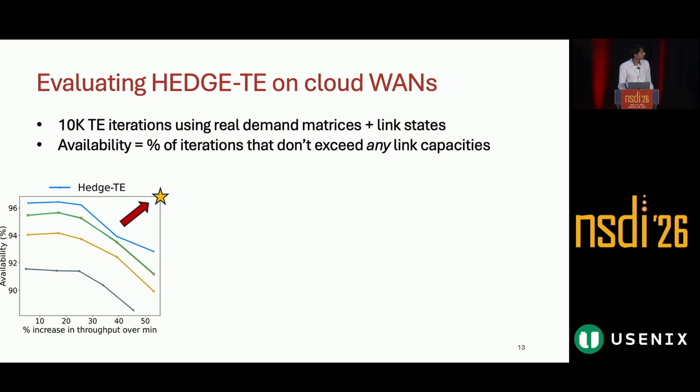And we can see that we want to be in this top right corner of the Pareto frontier, and compared to a number of schemes in the literature, such as TVAR and RADWAN, as well as the naive schemes that I showed you before, HEDGE performs optimally and expands this Pareto frontier.